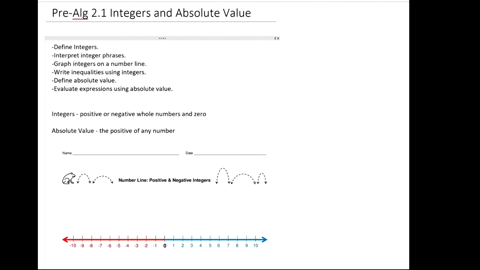So right here, I have for you two definitions: integers, which are all positive and negative whole numbers, and zero. And then we also have absolute value, which is the positive of any number. So I would encourage you to just stop the video for a moment and write all of this down in your notebook. And once you've done that, then continue.